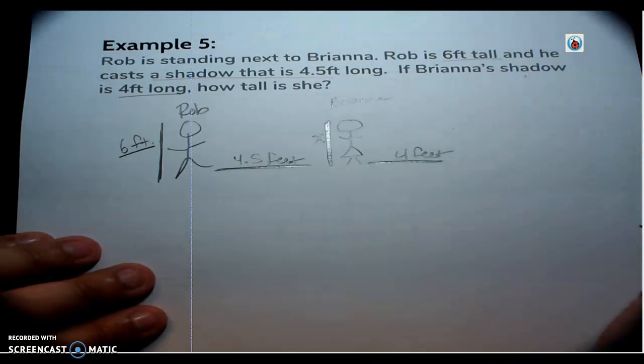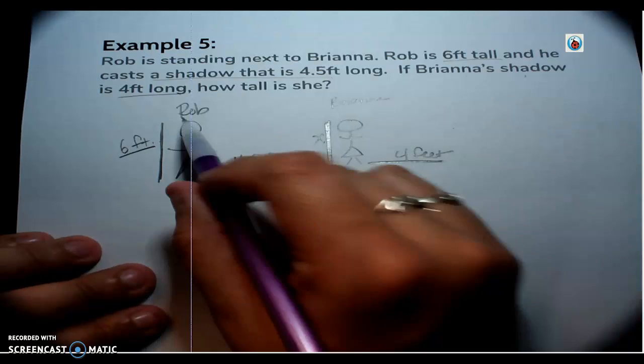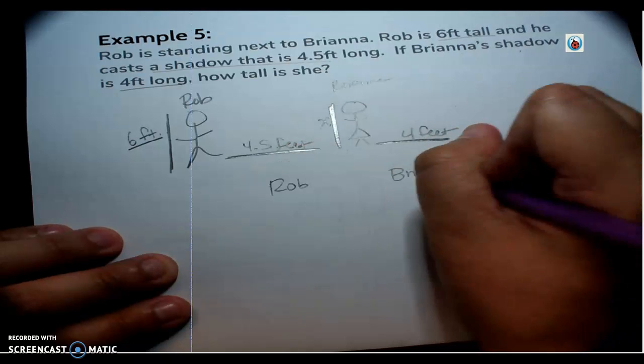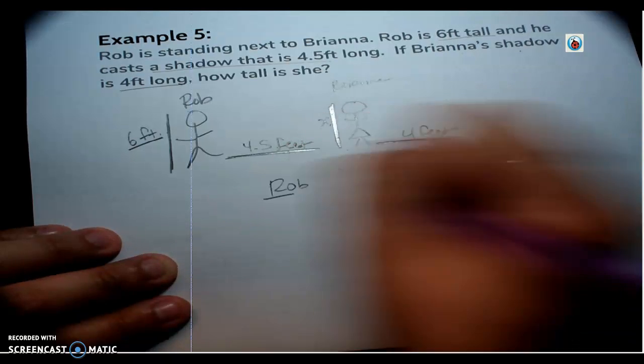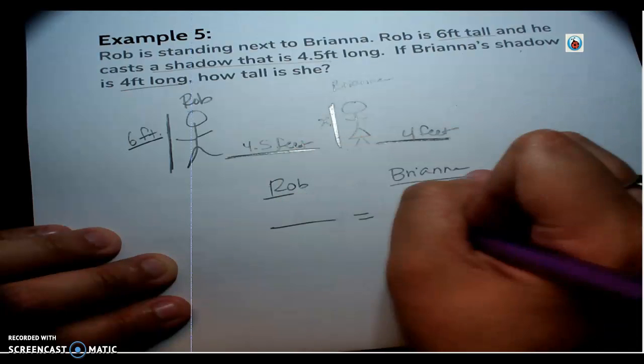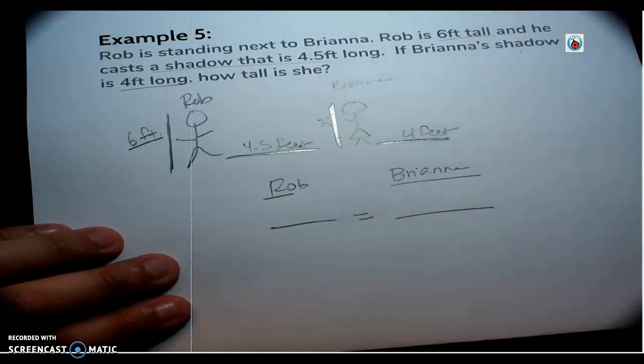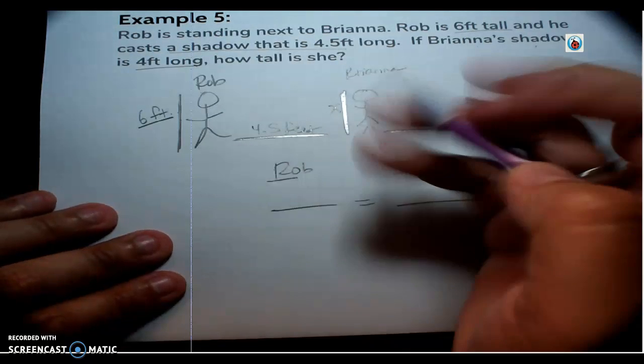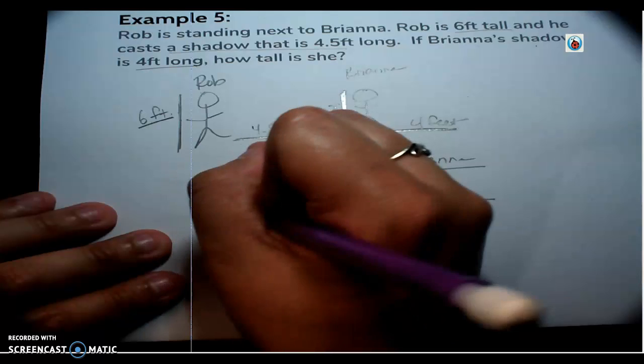So I'm going to go ahead and set up my proportion with my 4 labels. One of them being Rob, the other one being Brianna. So Rob will be on one side, Brianna will be on the other side. And then there are 2 things that I know about these that I'm comparing. I am comparing some heights and some shadows. So those will be my other 2 labels.